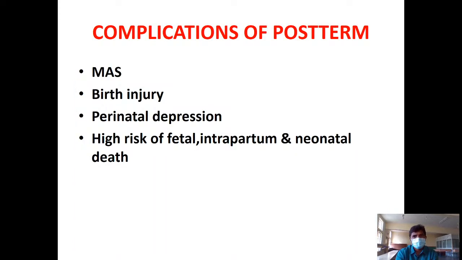Then what are the complications of postterm? Sometimes a baby might be delivered beyond 42 weeks of life because of faulty estimation of gestational age. So what are the complications in a postterm neonate? So these are the complications.